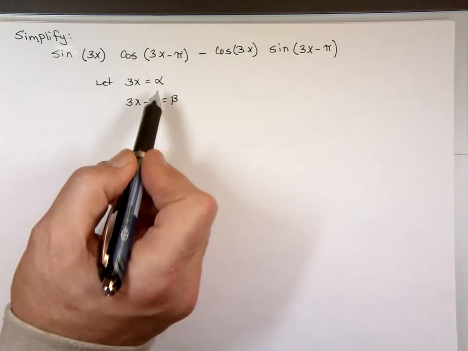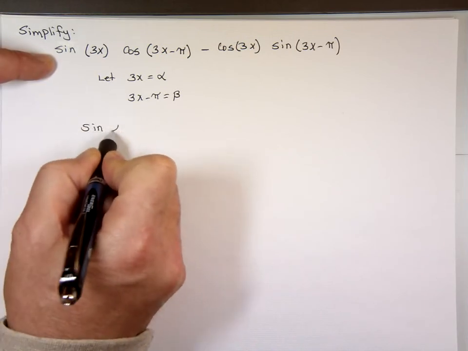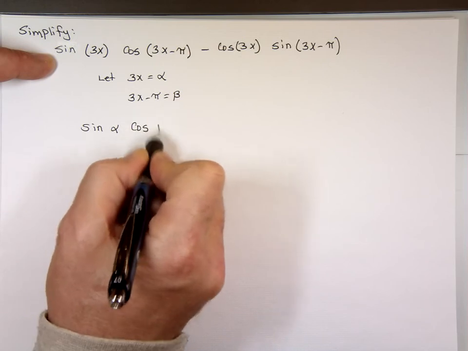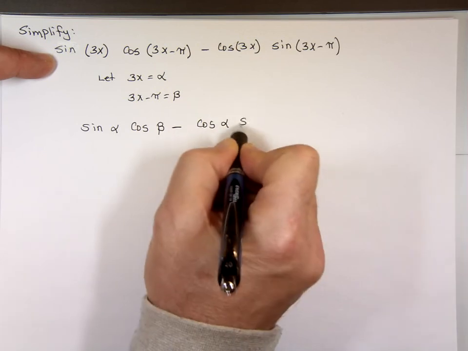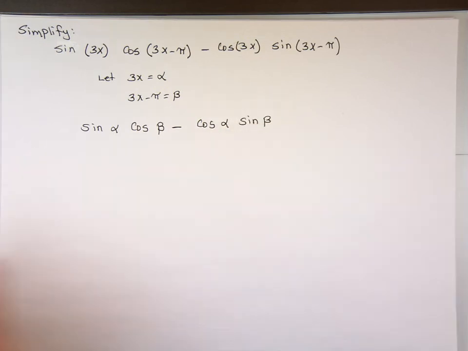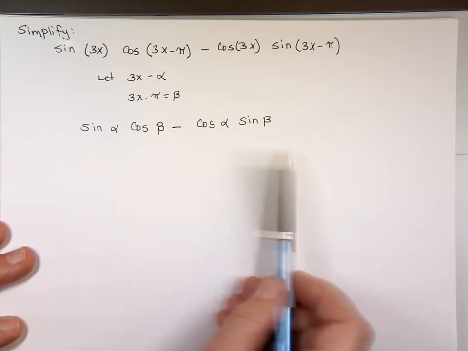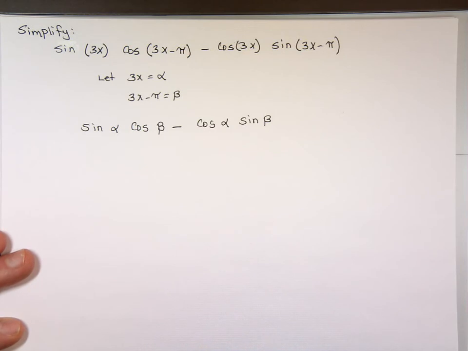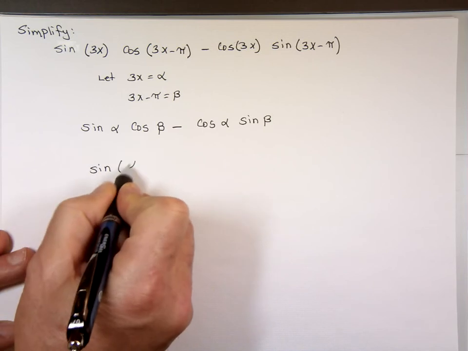If you do that, this problem becomes sine alpha cosine beta minus cosine alpha sine beta. Is there a trig identity from today's class that has this in it? Sine alpha cosine beta, sine what? Alpha minus beta. Yes, that's what that is.